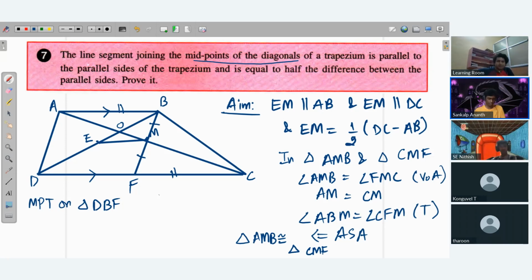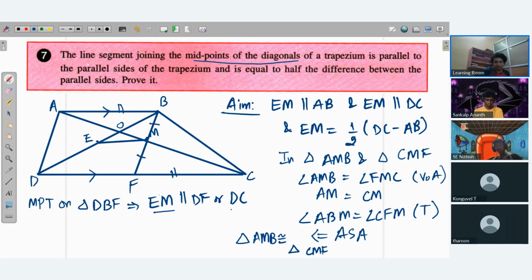Okay, sir. So on DBF, I know that it is basically the converse. No, not the converse, it's a proper midpoint theorem. E is in triangle DBF. E is the midpoint and M is the midpoint, which we showed just now. That means EM is parallel to DF. Can I say EM is half of DF, or DC? Because DC is nothing but an extension, DC minus DM. So EM is parallel to DC.